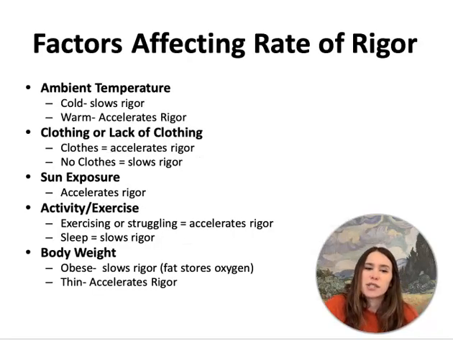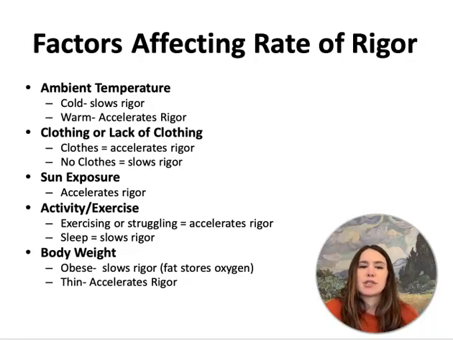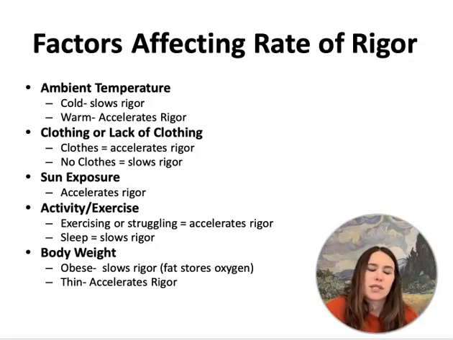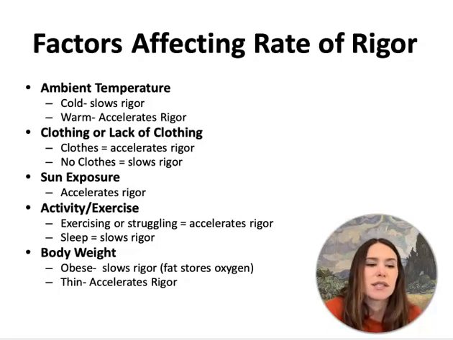Some factors affecting the rates of rigor will be the ambient temperature, because of course if it's cooler out, it's going to slow it down. Warm will accelerate. If they're wearing clothing or not, sun exposure, and then exercise is a really big one. If the person is exercising or working out prior to death, that speeds up the rate of rigor. And then body weight, of course, can also accelerate or slow this down, the effects.